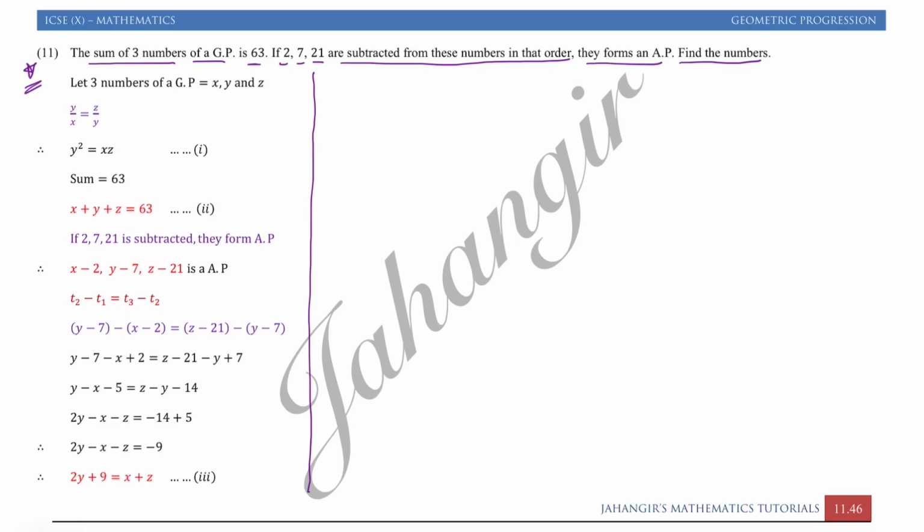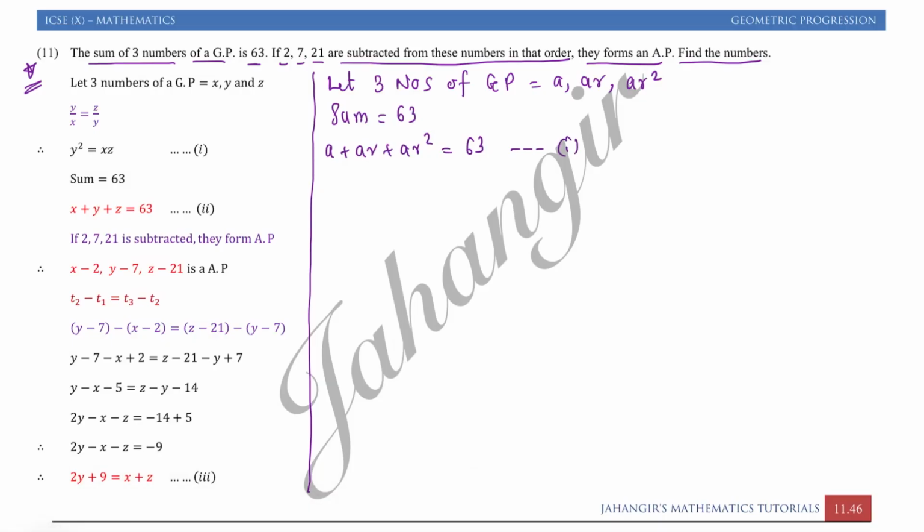On the left side I have taken the three numbers as x, y and z. On the right side I will take the three numbers of the GP as: first number a, second number ar, third number ar square. Just take the normal three terms of the GP. The sum is 63. So I can write a plus ar plus ar square is equal to 63. You can keep this as result number 1.